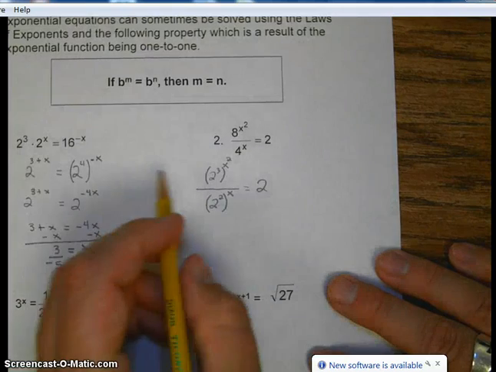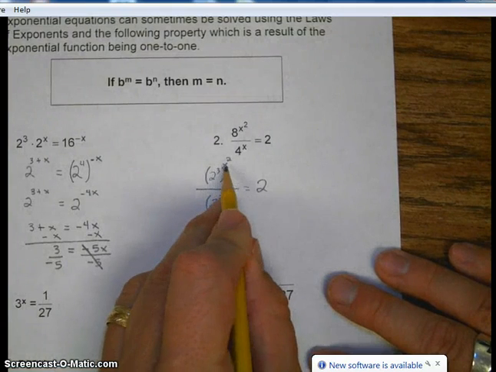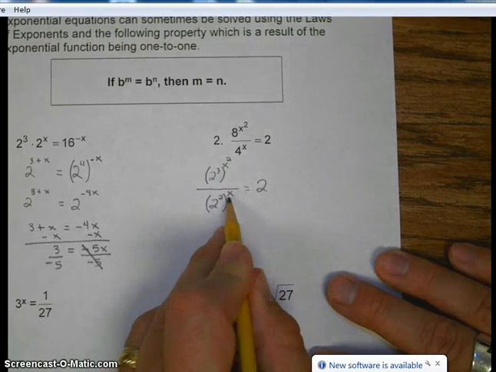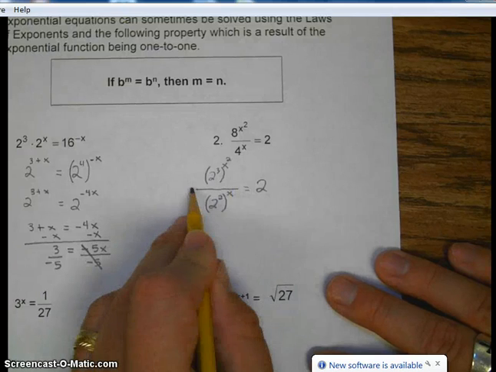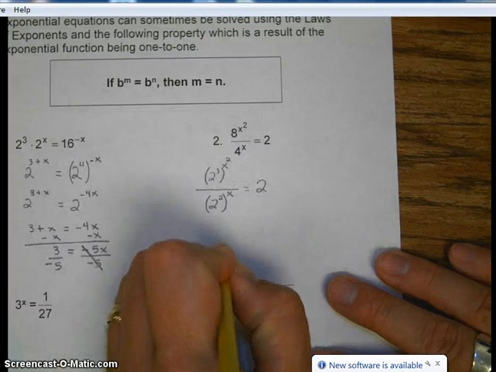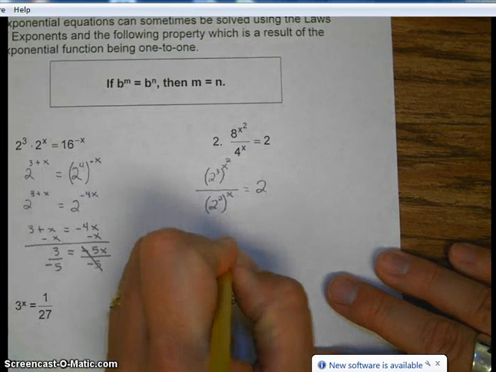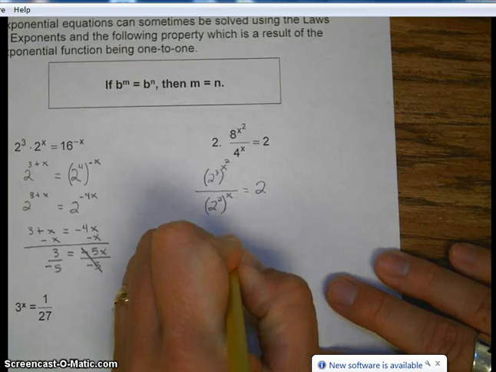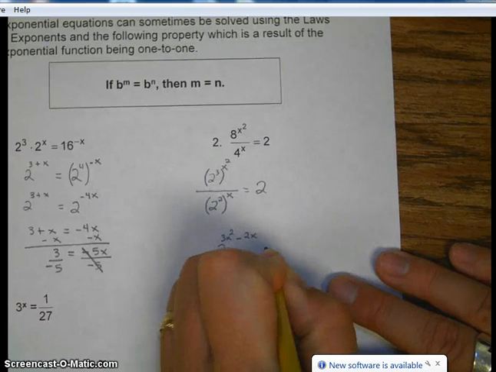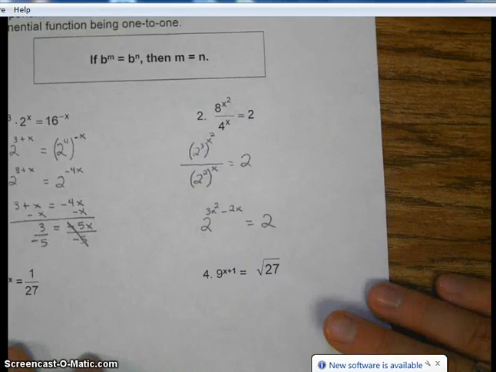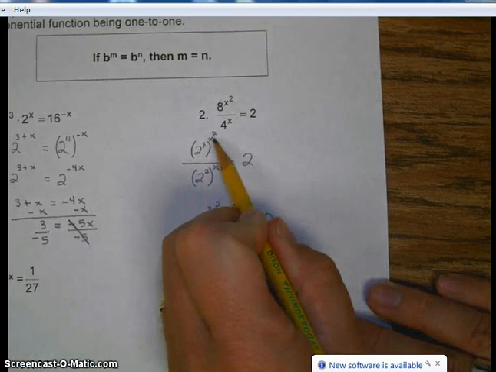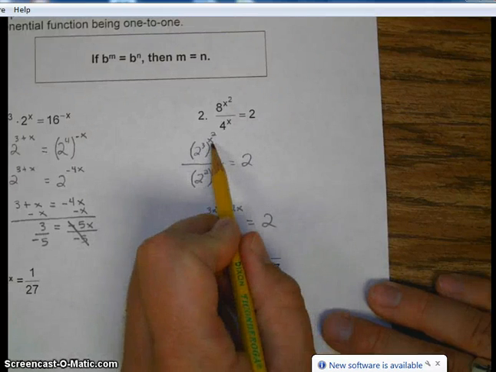Now I'm going to apply this rule. Multiplying the exponents, that's 3x squared on top and 2x on the bottom. And when dividing, we subtract. So this simplifies to 2 to the 3x squared minus 2x equals 2. I did 2 steps in one there: I used this little rule here, and then I subtracted that from that.